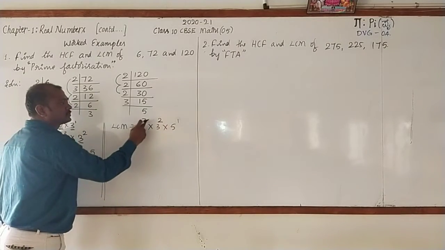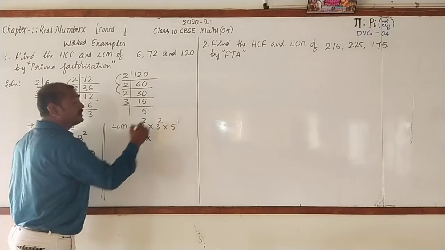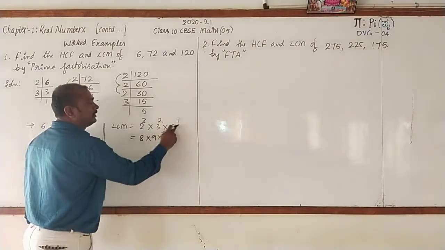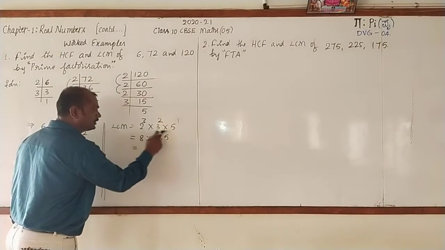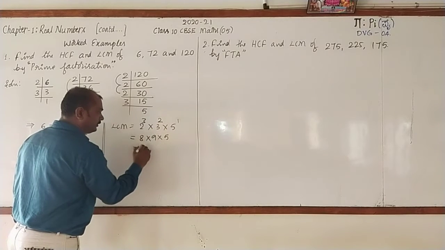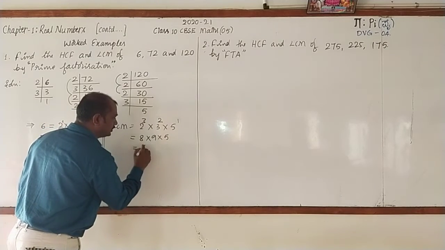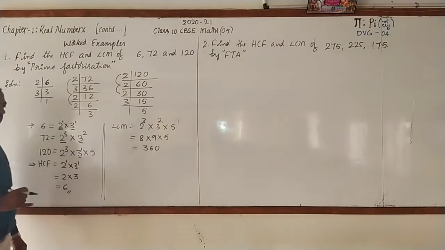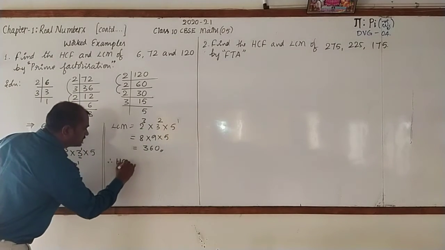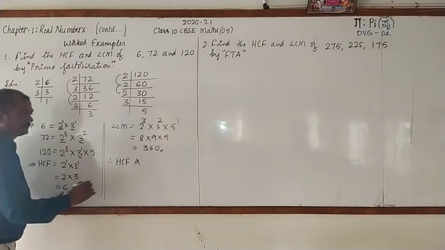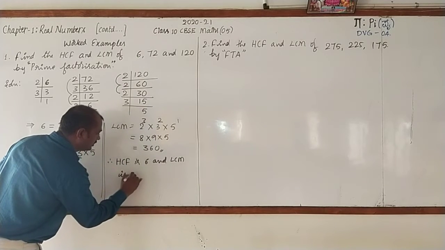It is equal to: what is 2 raised to the power 3? 2 twos are 4, 4 twos are 8. 3 squared is 9. Then 5 raised to the power 1 is 5. Next, it should be multiplied. Better to go for these two: 8 fives are 40. 40 into 9: 4 nines are 36, so it is 360. It will be easier. Therefore, we can write HCF is 6 and LCM is 360.